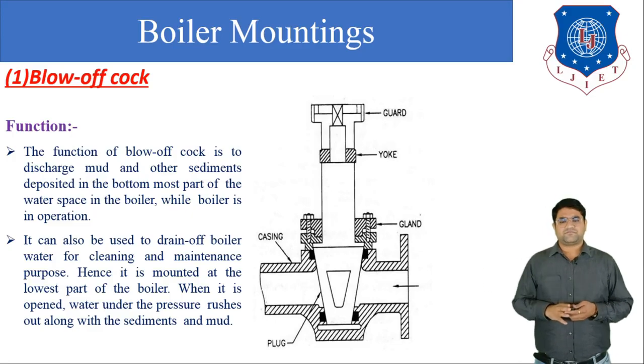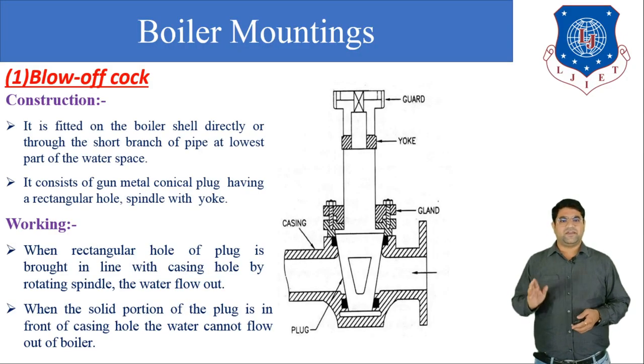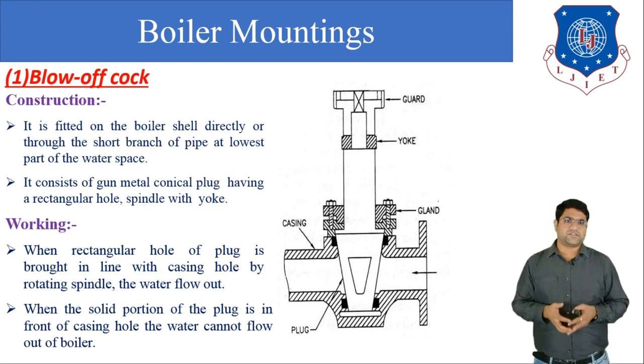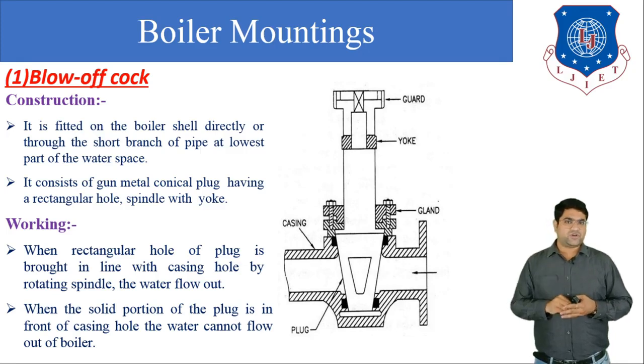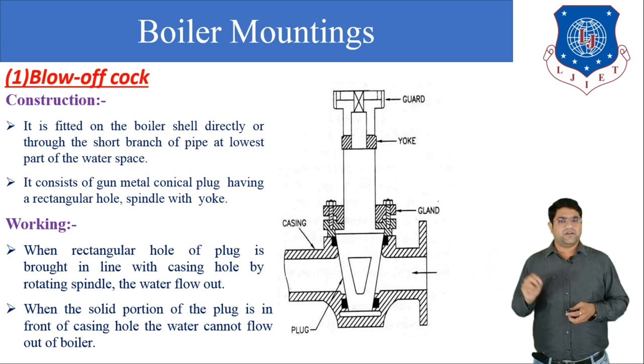So here I have described the construction and working of the blow off cock as it is fitted on the boiler shell directly or through the short branch of the pipe at the lowest part of the water space. It consists of the gunmetal conical plug having a rectangular hole, spindle with yoke. Generally, this plug is made of gunmetal.